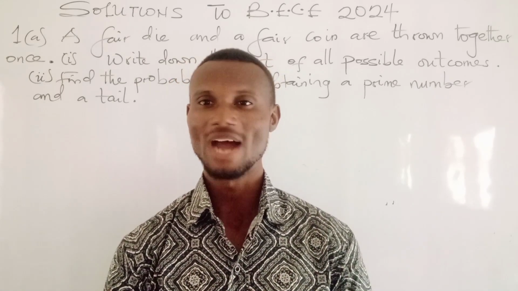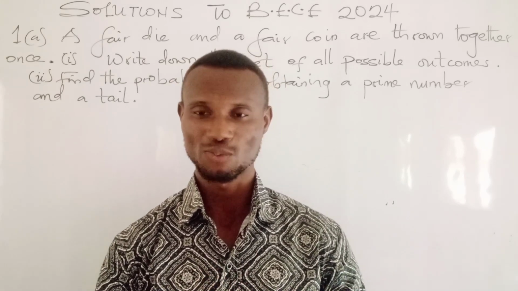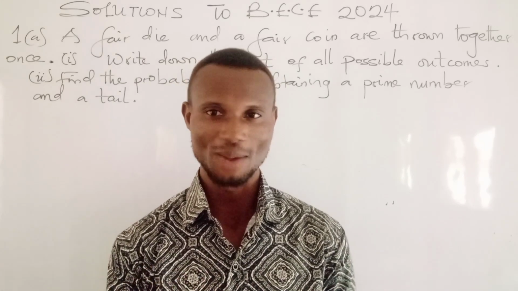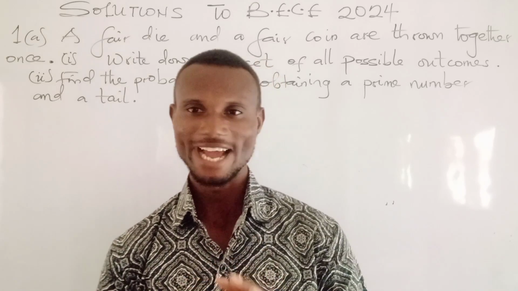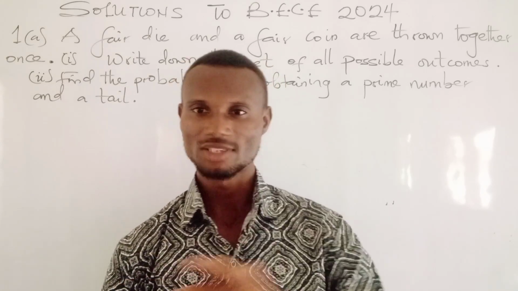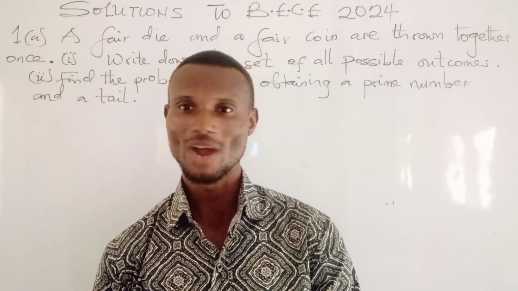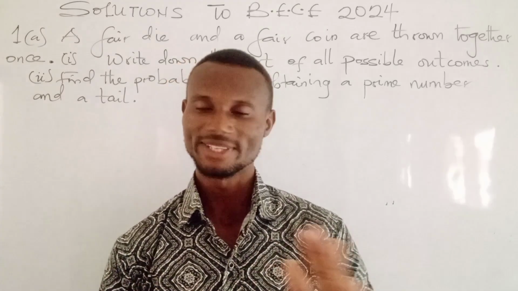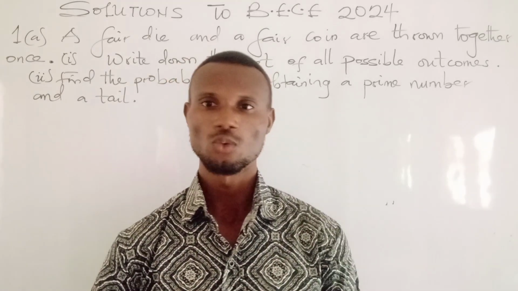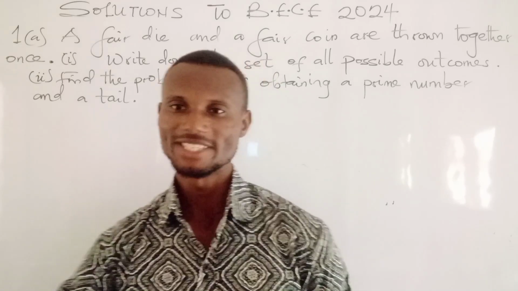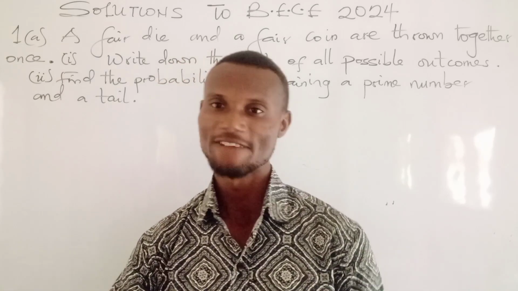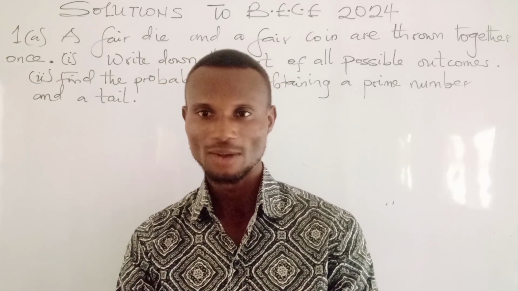I hope you agree and you understand up to this point. Okay, I'm going to repeat it one more time. All that I'm saying is that when you take a die, I've explained the outcome of throwing a fair die once to you, which is 1 to 6. And also when you toss a coin, you are going to get head and tail. The question says a fair die and a fair coin are thrown together once.